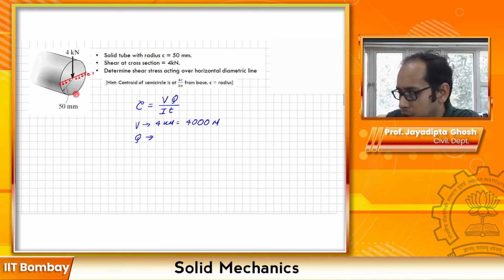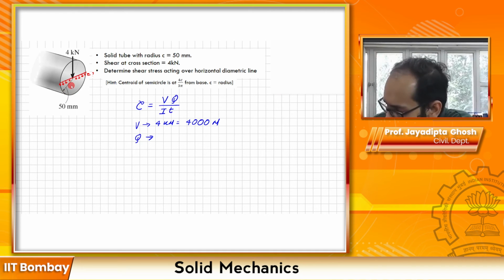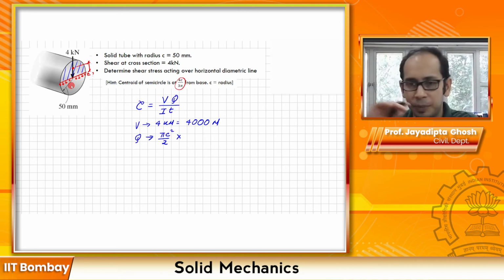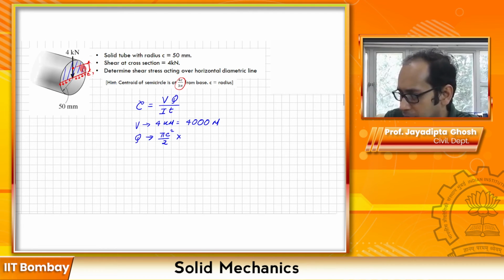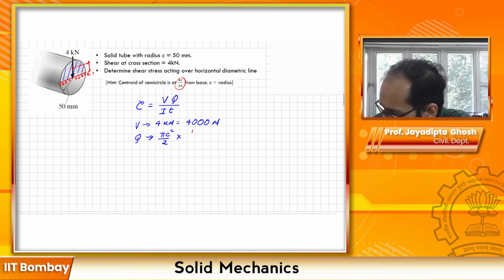Since the radius is 50, the area of the entire circle is pi c square. I'm just going to consider this top part. So Q is pi c square divided by 2, because I'm considering half of the circle, times the distance of the centroid. Let's say the centroid lies somewhere over here. This distance is given as 4c by 3 pi from the base, meaning I'm calculating from here. So from the base, this is 4c by 3 pi.